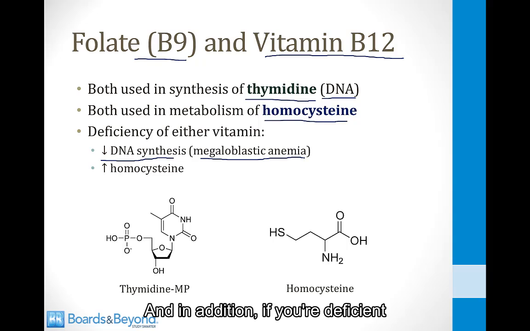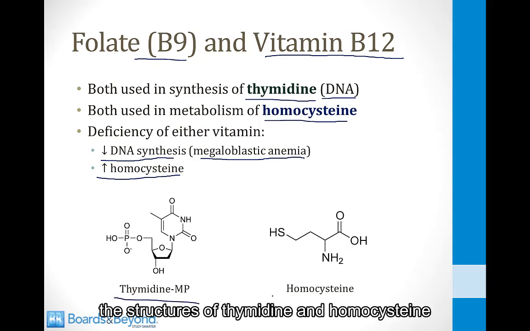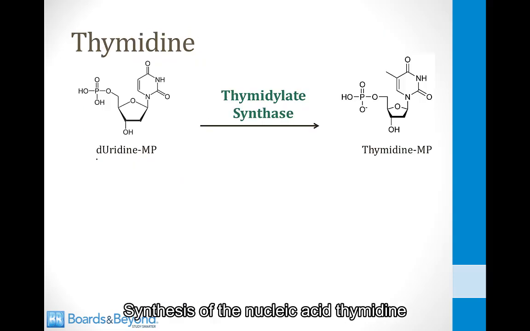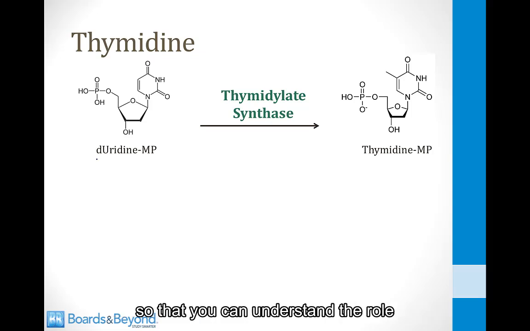And in addition, if you're deficient in either of these vitamins, you will have an increased level of homocysteine in the plasma, and that's because you cannot metabolize the amino acid homocysteine. And I've shown you on the screen here the structures of thymidine and homocysteine to remind you what they look like. Synthesis of the nucleic acid thymidine is complex and multi-layered, and it involves both vitamin B12 and folate, so we're going to walk through it slowly on this slide so that you can understand the role that the two vitamins play.